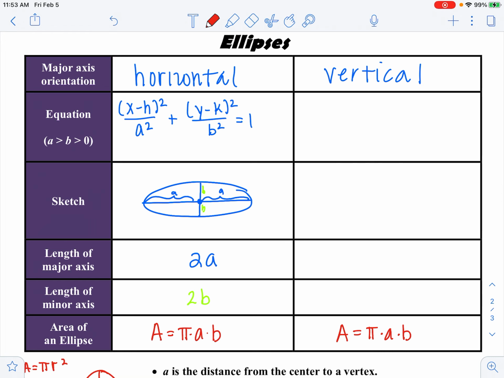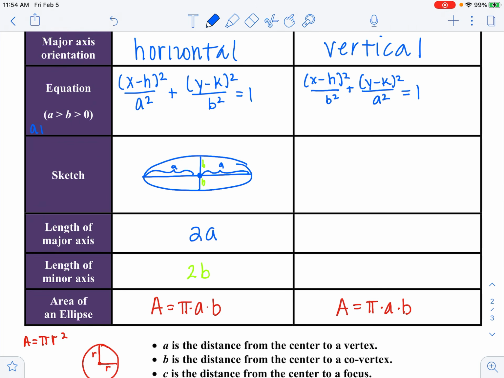All right, vertical ellipse, (x minus h) squared over b squared plus (y minus k) squared over a squared equals 1. Okay, remember, A is always the bigger number. You might want to write that down. A is always bigger. Okay, so that would look like so. This is your major axis. This is your minor axis. This is still A and A. So this is 2A, and then B and B, so 2B.